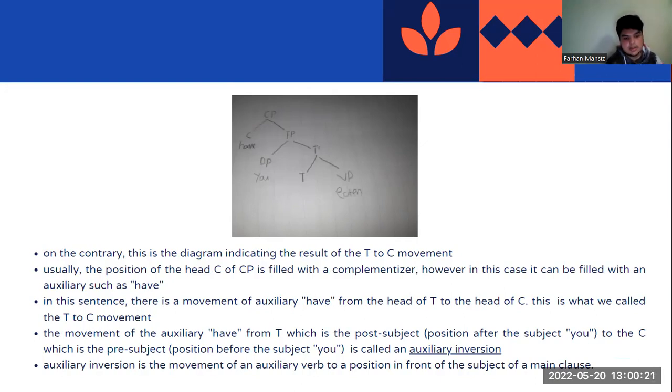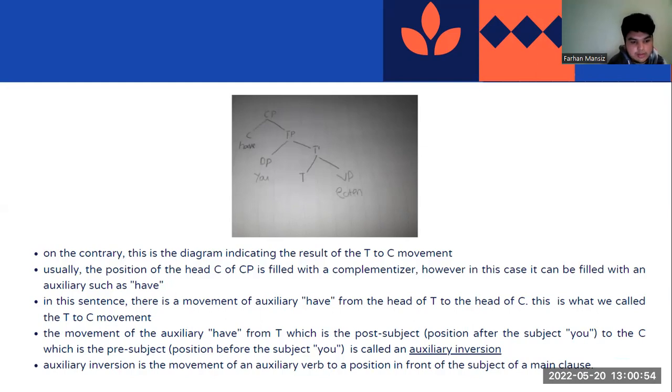So in the sentence, there is a movement of the auxiliary have from the head of T to the head of C. This is what we call the T to C movement. The movement of the auxiliary have from T, which is the post-subject position, meaning the position after the subject, in this case the subject is you, to C, which is the pre-subject position, before the subject you. This is called an auxiliary inversion.